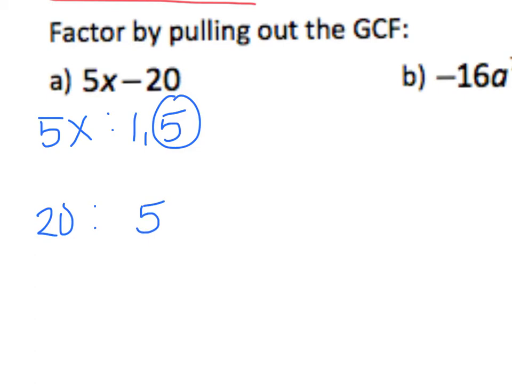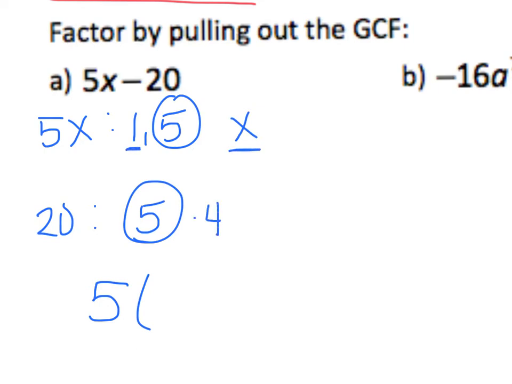So I know the greatest common factor is going to be 5. But how about for the x's? For 5x, there is one x, but 20 doesn't have anything. So the only thing they have in common is a 5. Now I'm going to write what's left over here in my list.